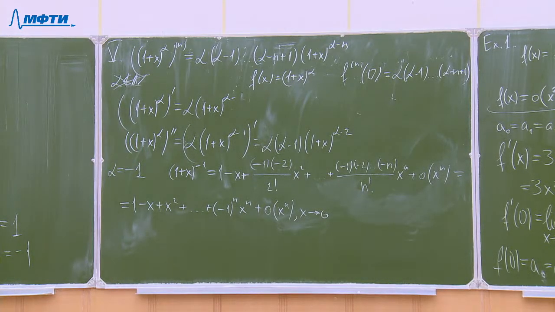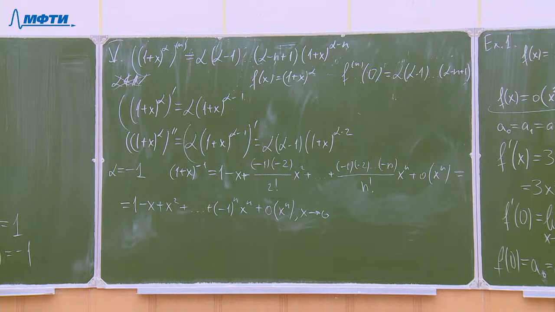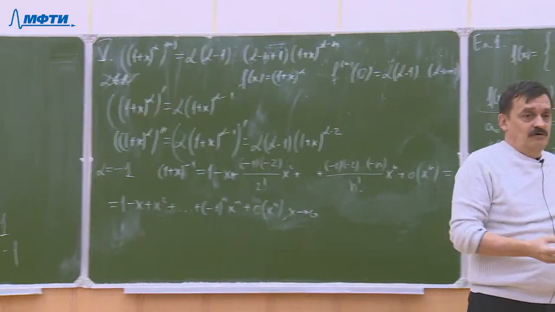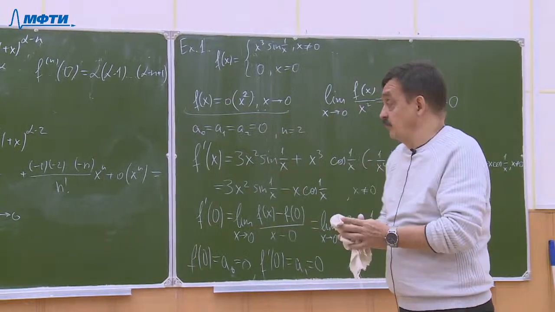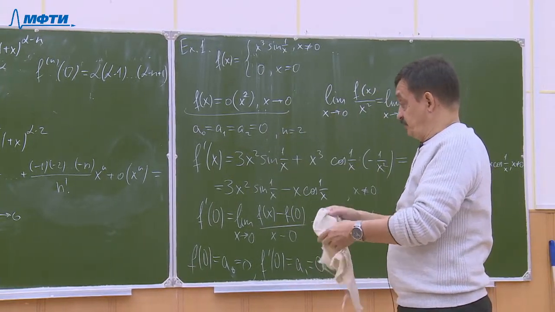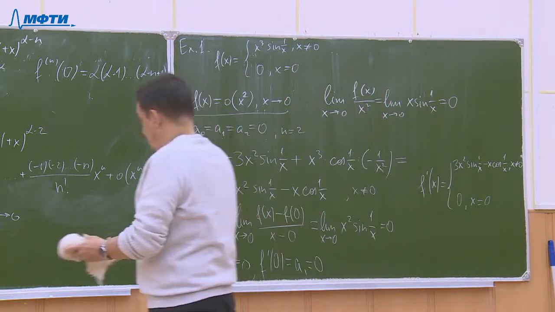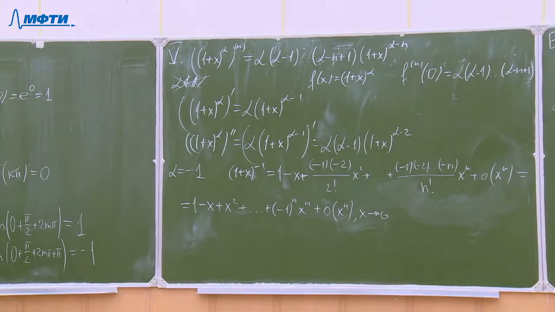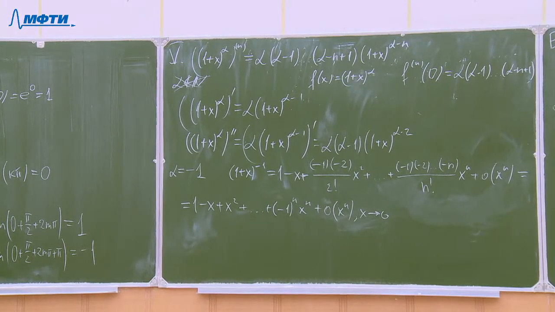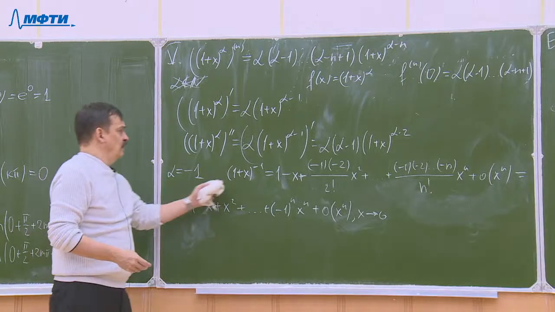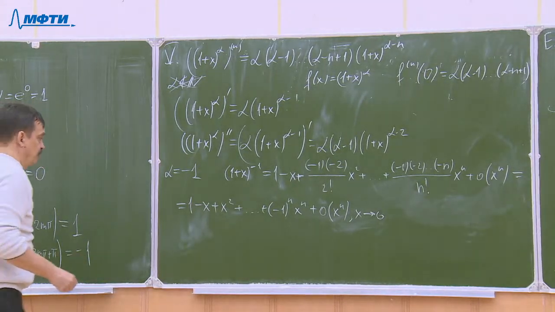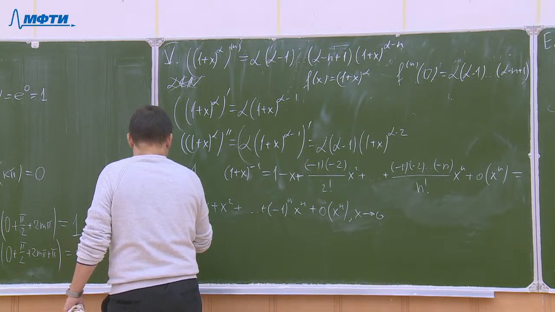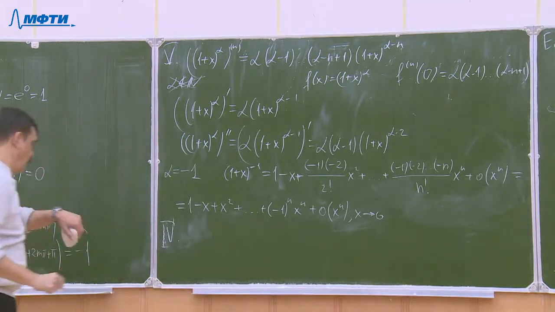This is also useful to remember, but you know this expression up to little o from the formula for the sum of an infinite geometric progression. Okay, so that is for 1 plus x to the power minus 1. Now I can prove the fourth formula.